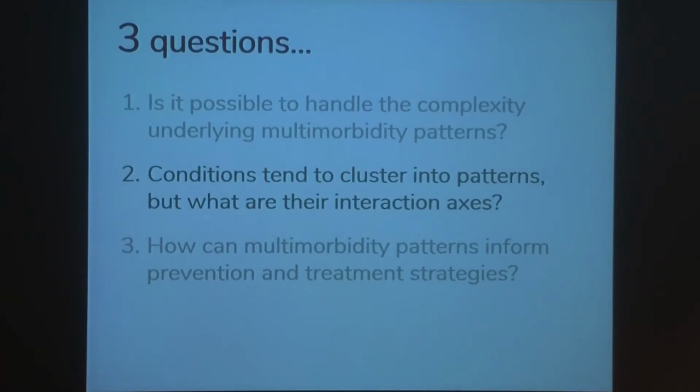Let me go to the second question. So conditions tend to cluster. I agree. So I do believe that conditions are not distributed randomly. I do believe that conditions tend to come together into multimorbidity patterns. But what are, and this time at the personal level, what are these interacting axes among diseases?